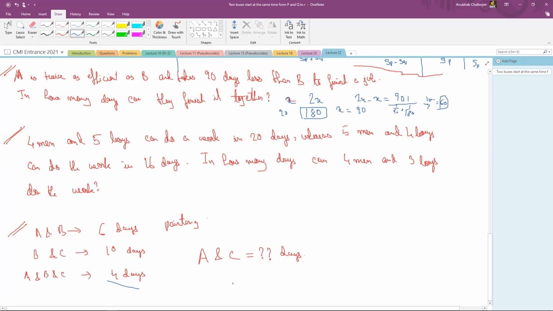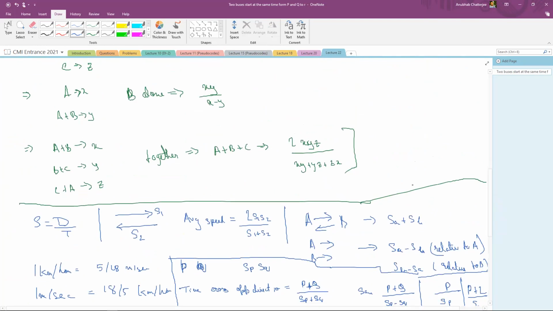Dinesh says 30 by 7. Anurag says 4.28 days. I think that is correct. 4.28 days should be correct. So just for the sake of calculations, I told you this formula. Just put X, Y, and Z and equate this to whatever it is.